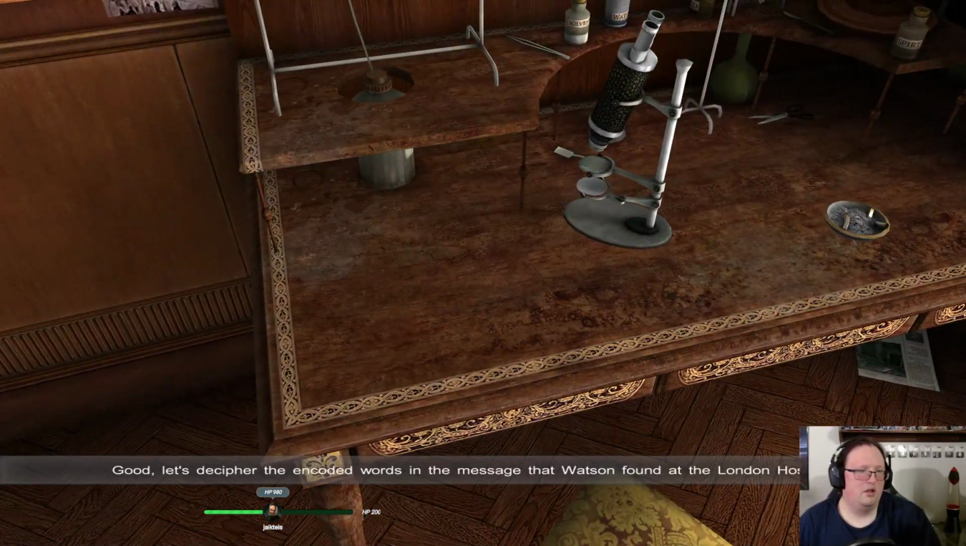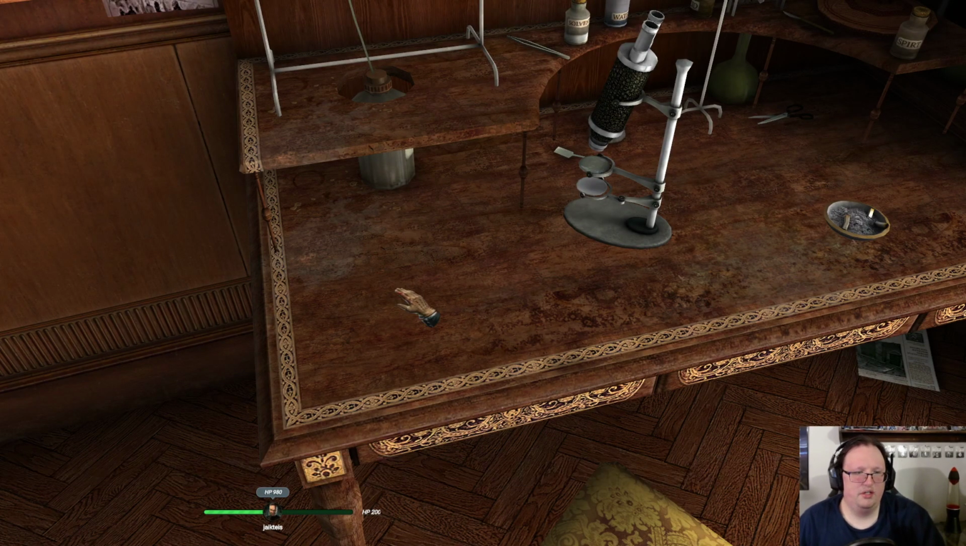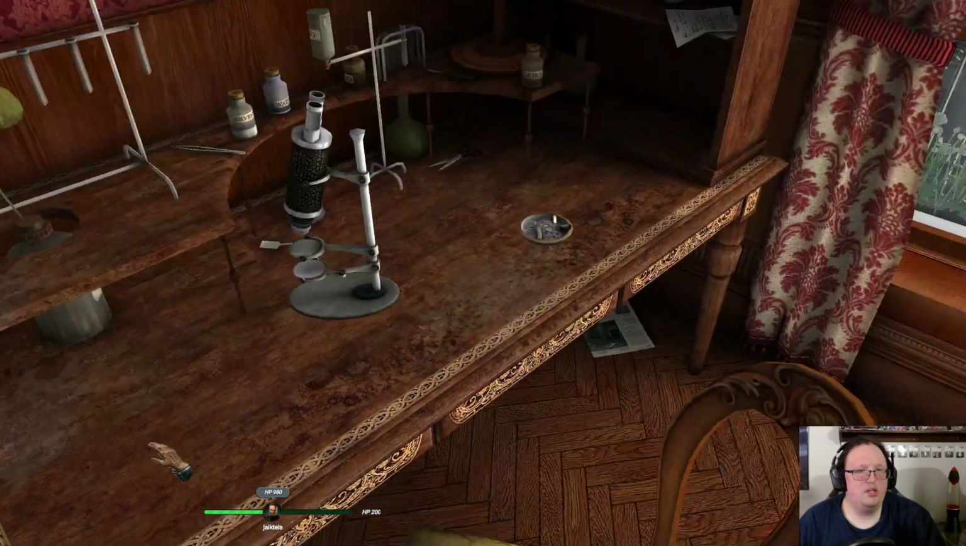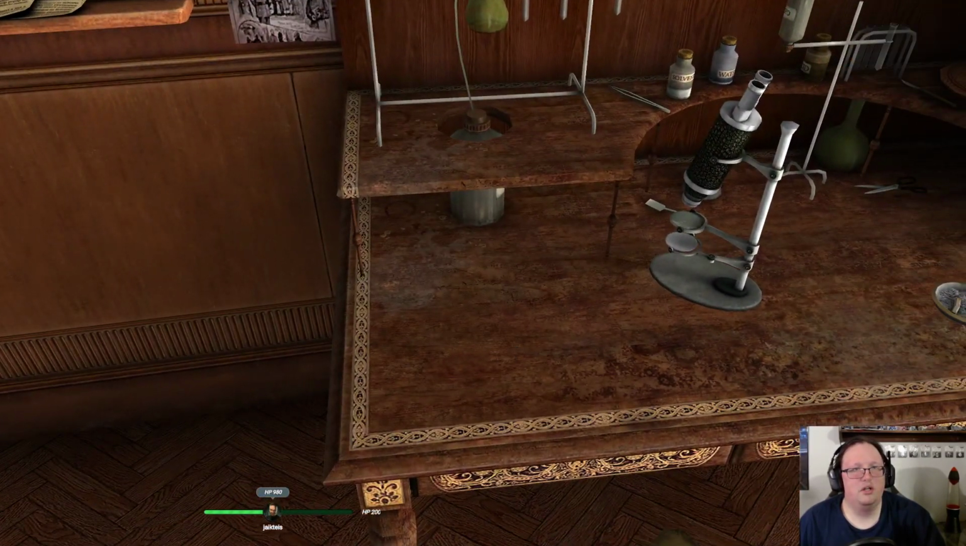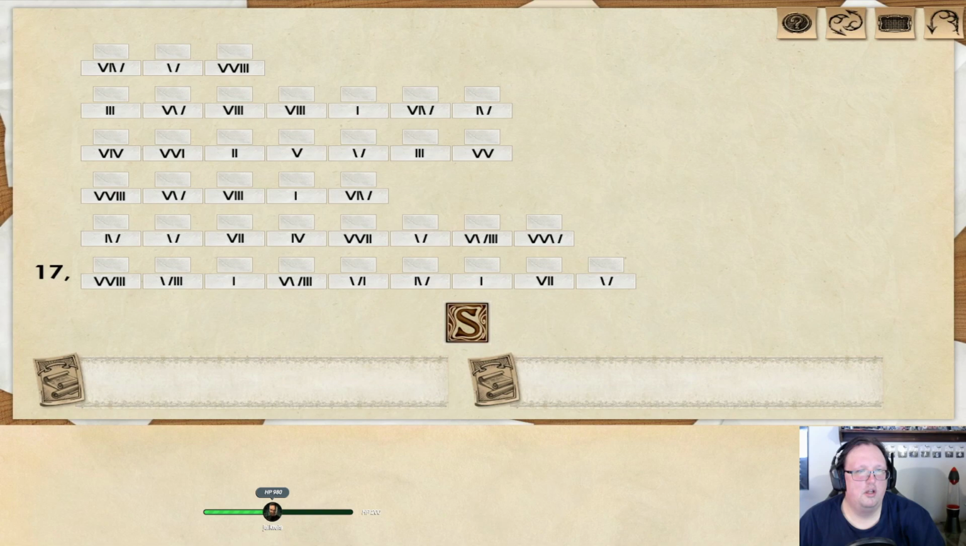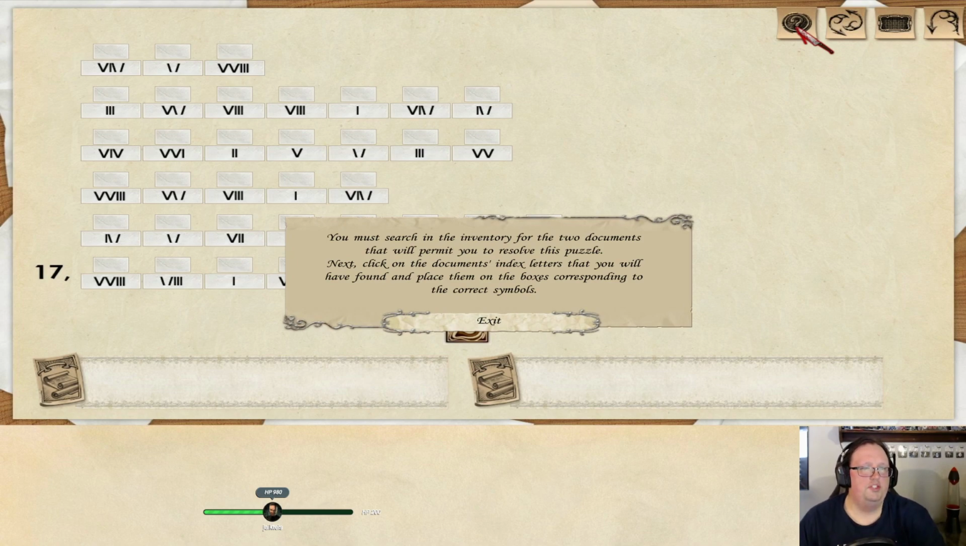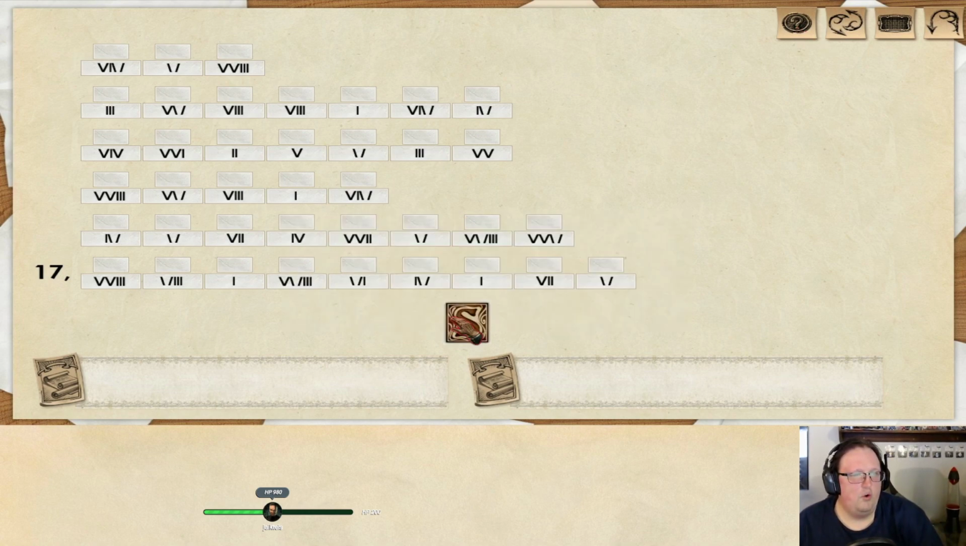Good. Let's decipher the encoded words in the message that Watson found at the London hospital. You must search in the inventory for the two documents that will permit you to resolve this puzzle. Next, click on the documents, index letters that you will have found, and place them on the boxes corresponding to the correct symbols.